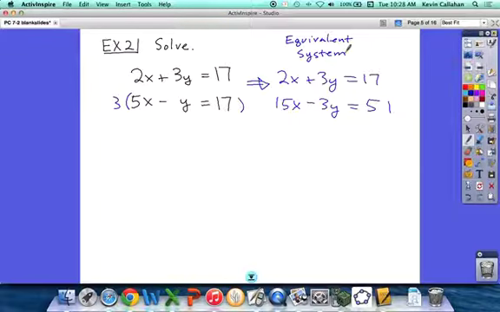All right, so we did the first step, move on to the second step, add the equations. 2x plus 15x, 17x, right? These cancel. 17 plus 51, 68. Divide by 17. x equals 4. Okay, that's the first variable. Okay, what's the next step? Using their words, back substitute, right?